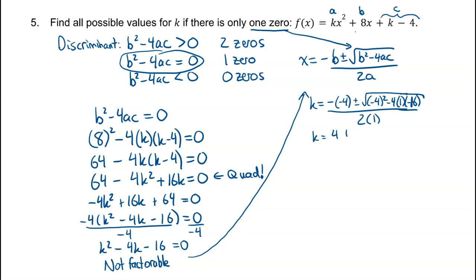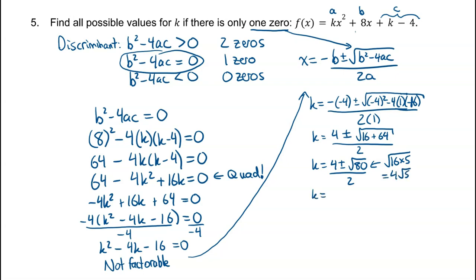So we get k equals 4 plus or minus the square root. Negative 4 squared is 16. And then negative 4 times 1 times negative 16 gives me positive 64. So that's going to ensure that the value under the radical is a positive value. Otherwise, we couldn't actually find the square root, and it wouldn't have any real solutions. Now, the root 80 is the square root of 16 times 5, and the square root of 16 is 4. So I can rewrite this as 4 plus or minus 4 times the square root of 5 all over 2.